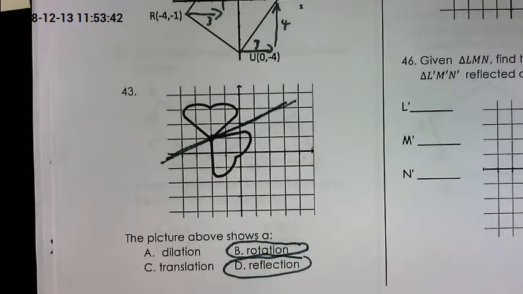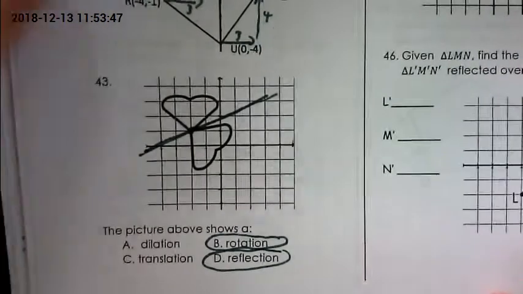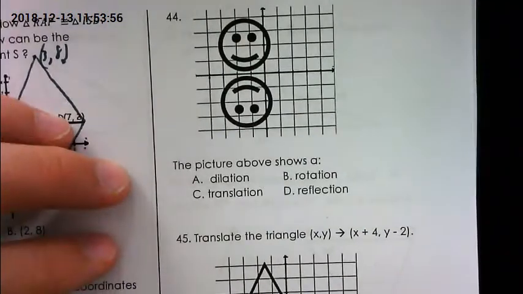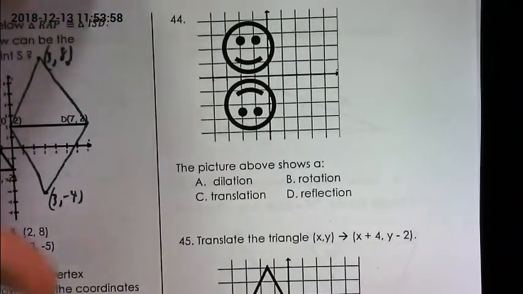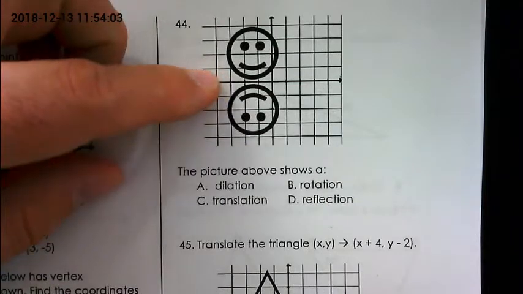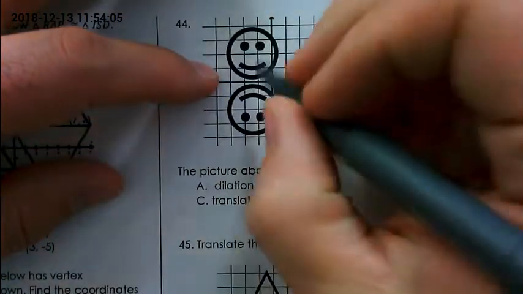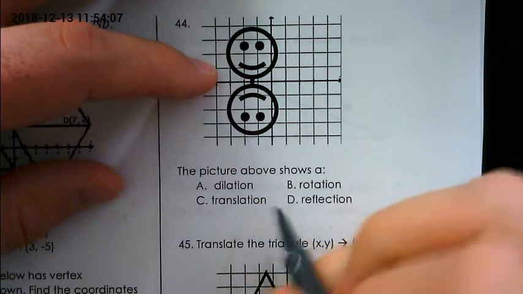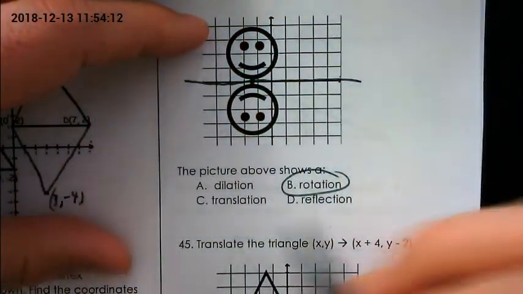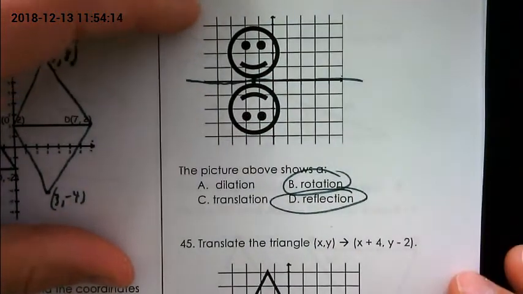So there are 2. Now, on the test, again, it'll be clear as to which one it should be. There should only be one acceptable answer, unless it's a choice where it's like select more than one. And that could happen on the test. On 44, this, again, same thing. This could be a rotation around this point. Or it could be a reflection over the x-axis. So either one of those is acceptable.